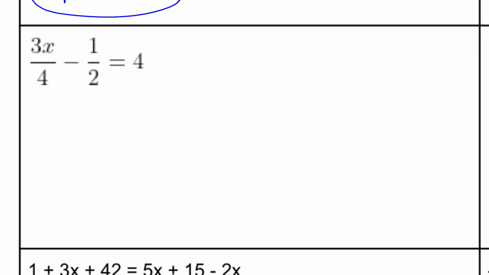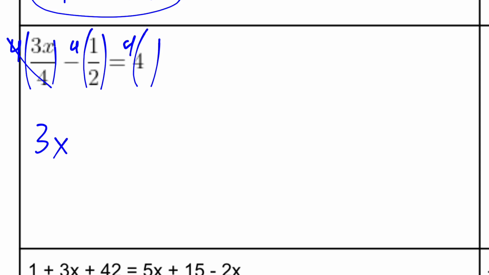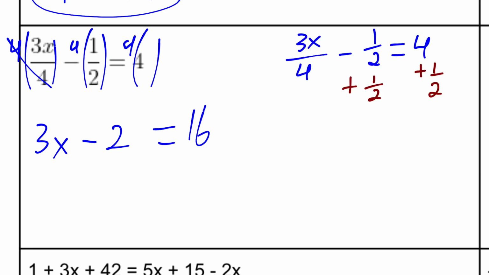So if we wanted to, we could try to get rid of these fractions. For example, if we multiply all of the terms by 4, we could do that. That would give us, 4's go away, 3x. 4 divided by 2 is 2. 4 times 4 is 16. Like that. Of course, you don't have to do it that way.